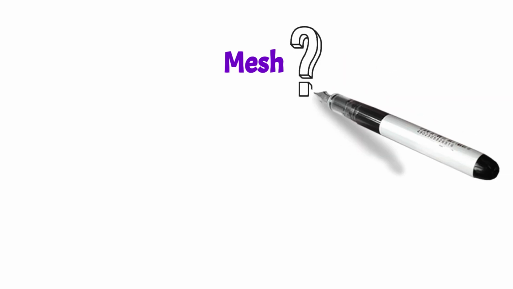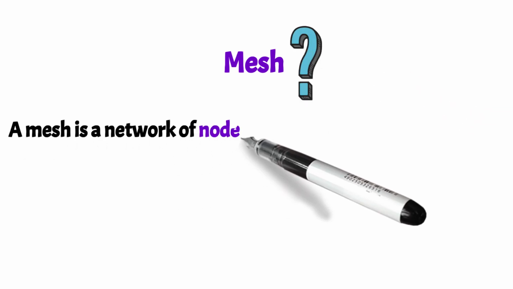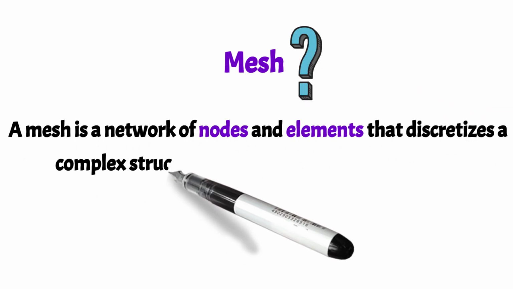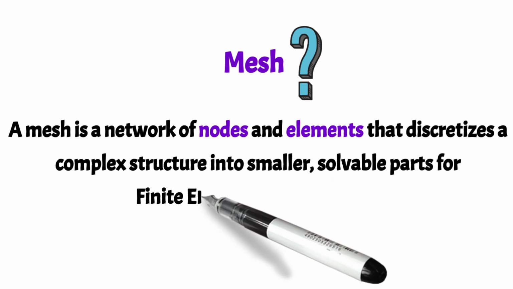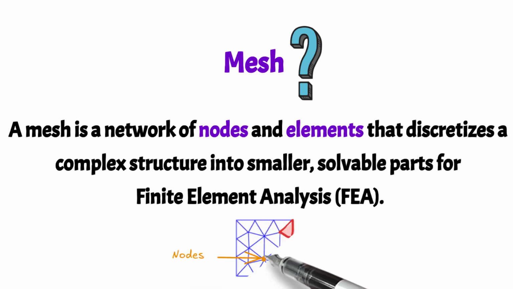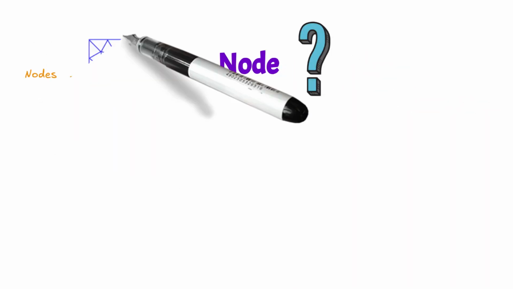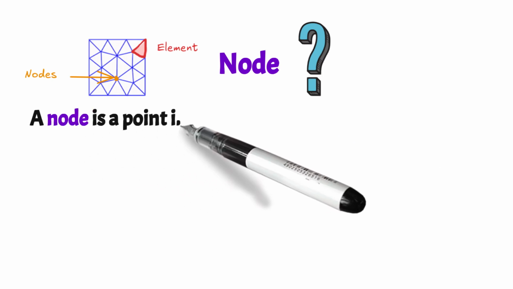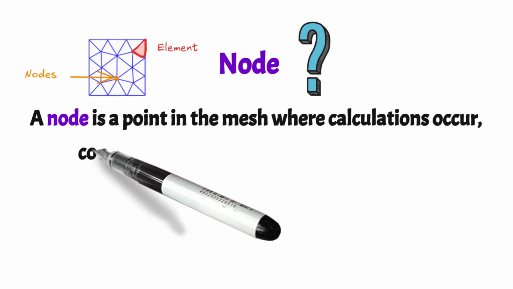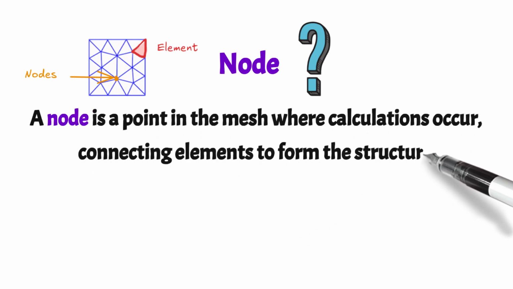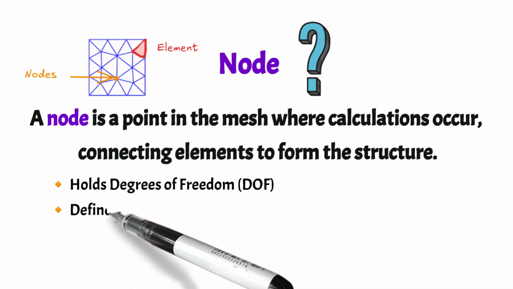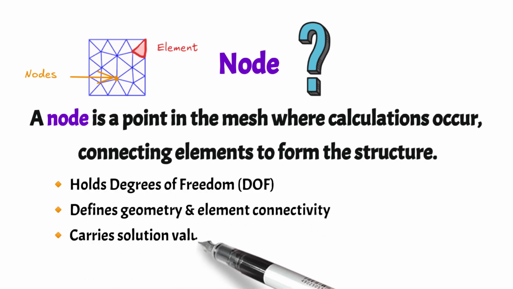Next term is mesh. A mesh is a network of nodes and elements that discretizes a complex structure into smaller solvable parts for finite element analysis. Next term is node. A node is a point in the mesh where calculations occur. They connect elements to form the structure. Nodes are the foundation of the finite element mesh.